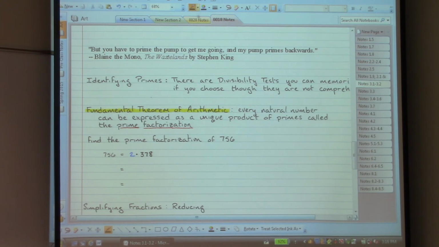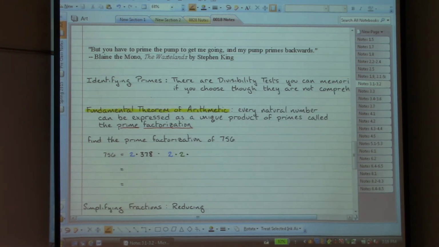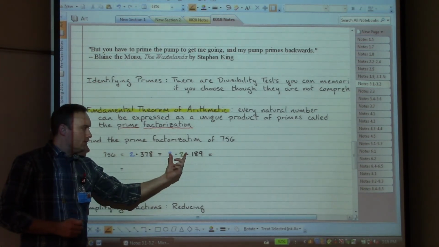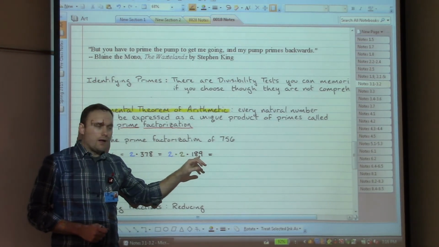So that means that we would have a blue 2 and a green 2. If I take the 378 and divide it by 2, then I'm going to get the number 189. Now, as far as the number 189, that is not divisible by 2. So I've used up the prime number 2. I've peeled off as many of those as I could. And now I'd have to move on and consider other possibilities.